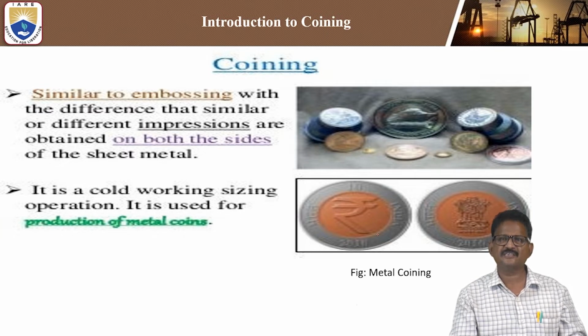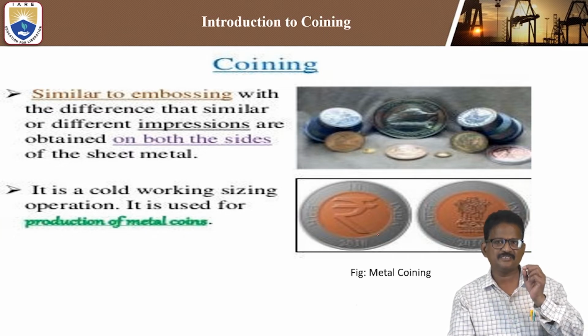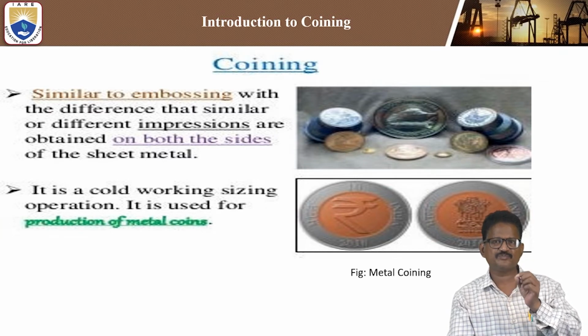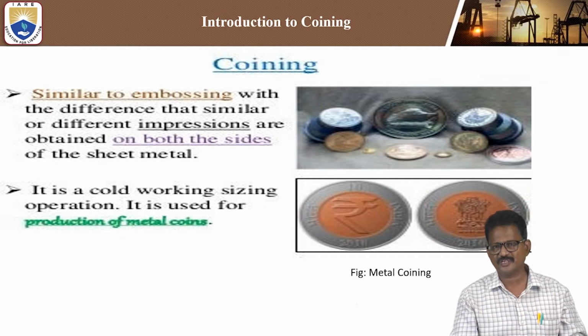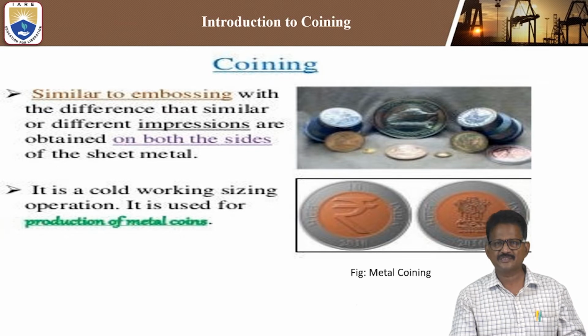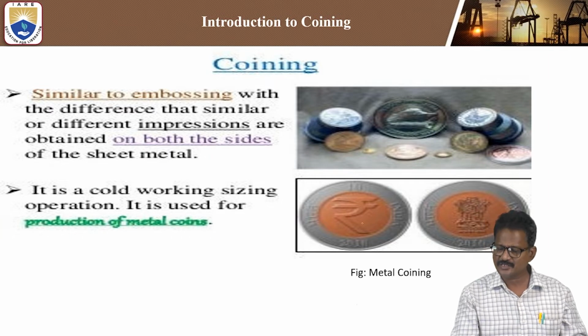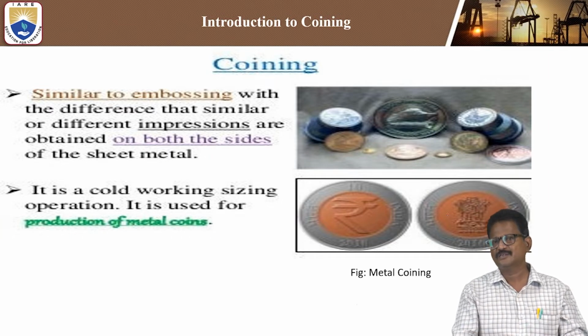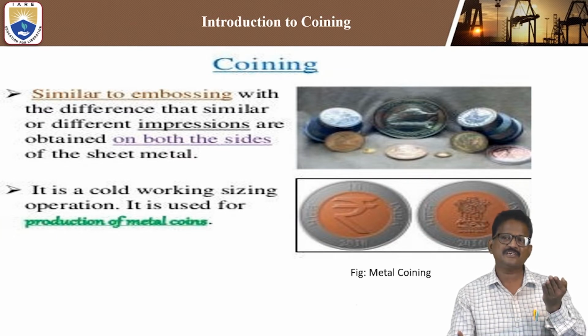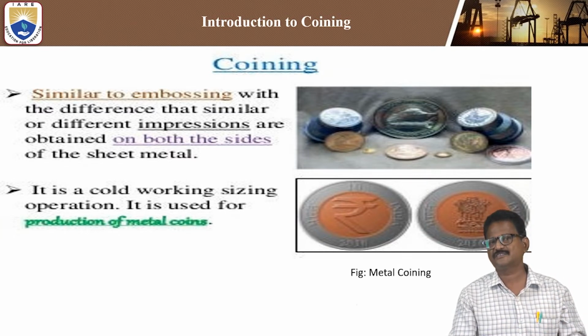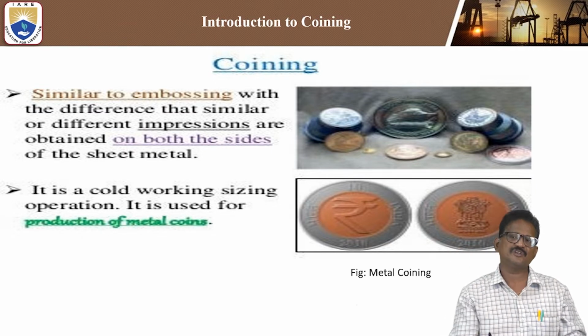Okay, and the year. The difference is that different impressions are obtained on both sides of the sheet metal. So here both sides will have an impression, but in embossing, only one side will have it; the other side will not.